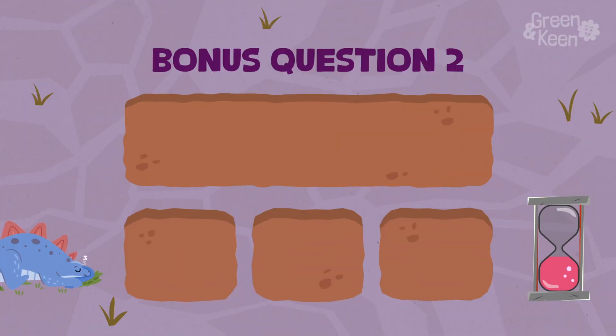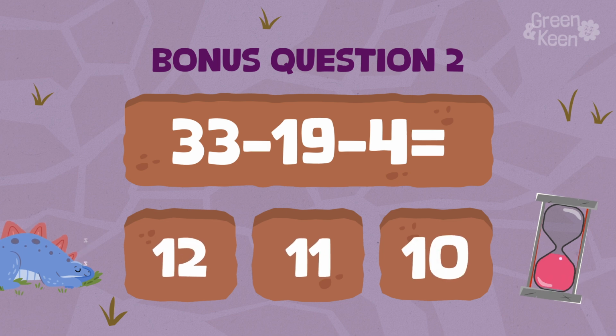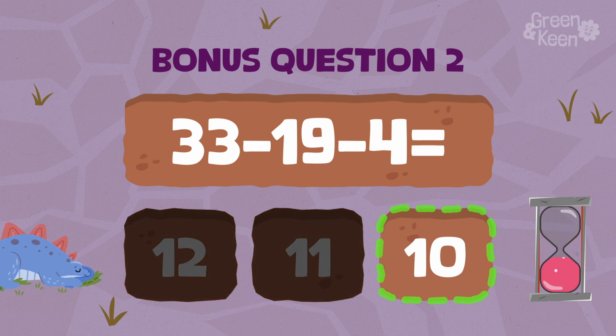Bonus question number 2. 33 minus 19 minus 4 equals? The answer is 10.